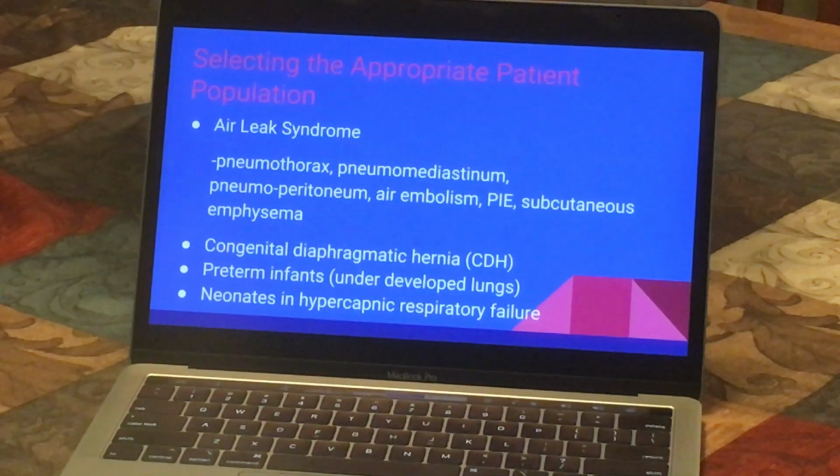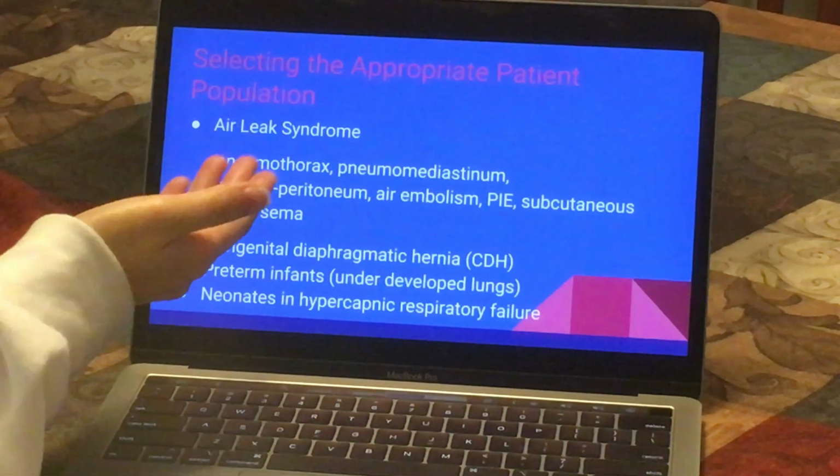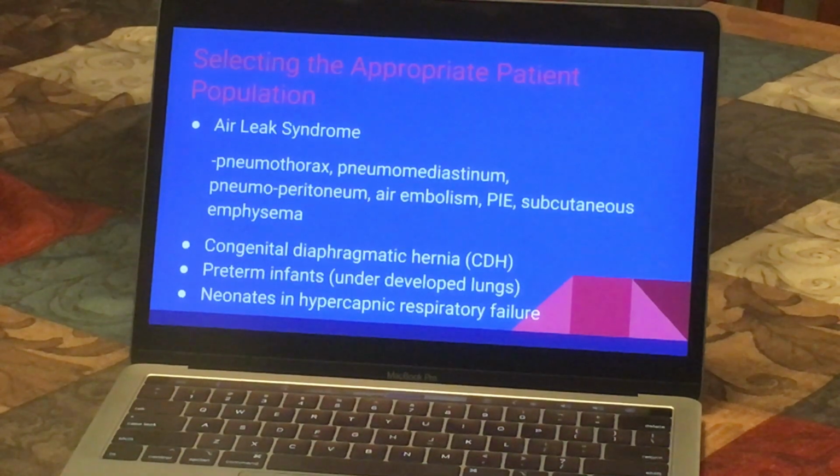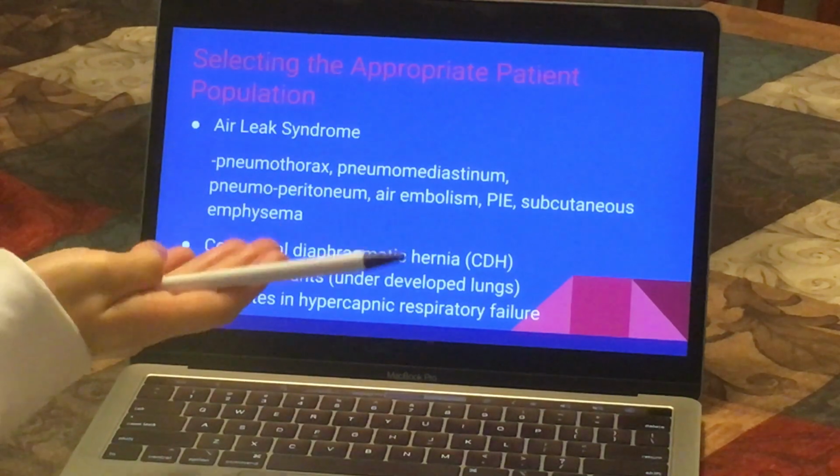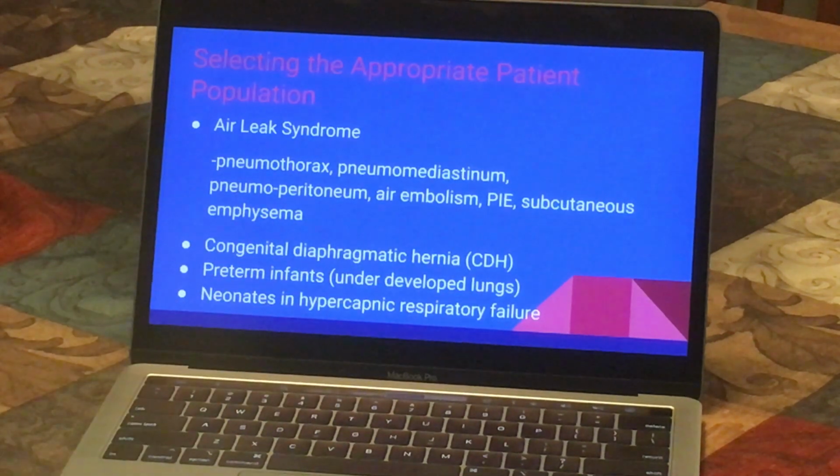The jet ventilator was created for patients with any type of air leak syndrome, and that's sort of a blanket statement, and it covers things like pneumothorax, pneumomediastinum, pneumoperitoneum, air embolism, PIE, and sub-Q emphysema. So any patient that is at risk for developing any of those morbidities or has one or multiple would be a good patient to start the jet ventilator on.